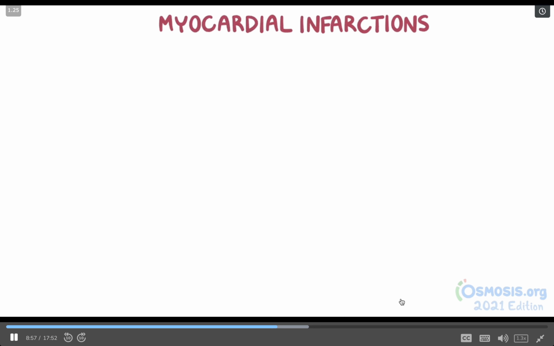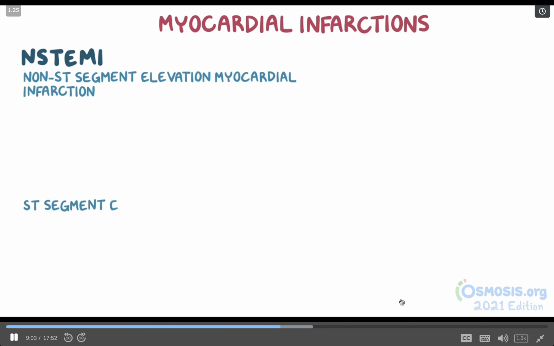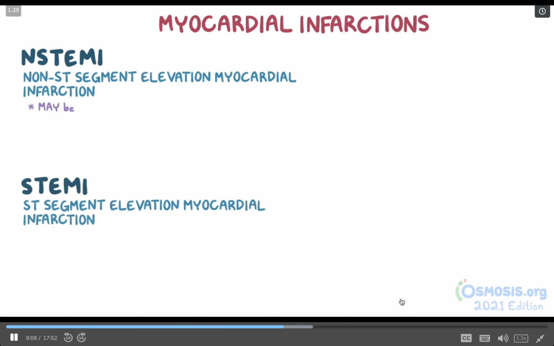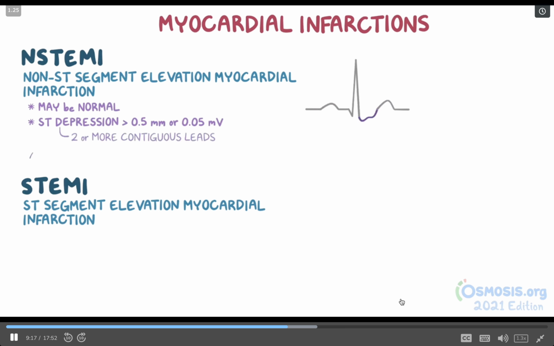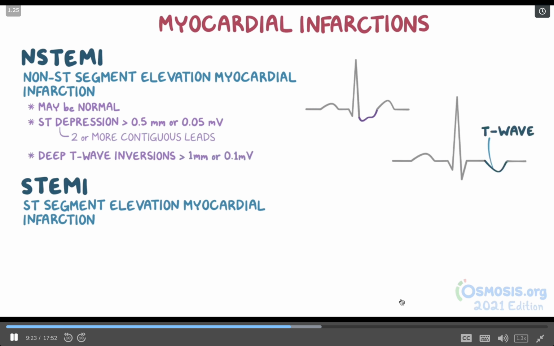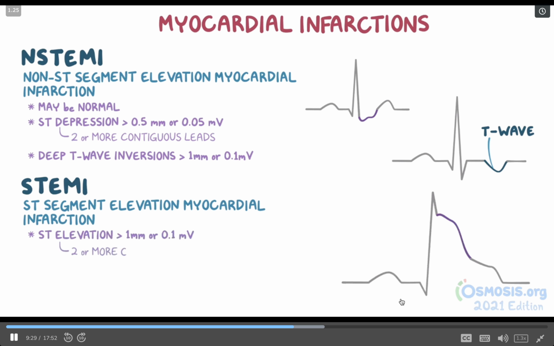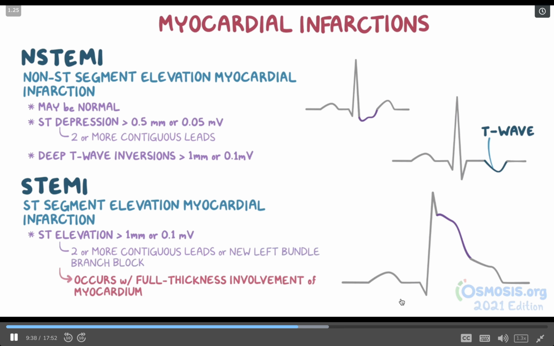Now, myocardial infarctions can be divided into non-ST segment elevation myocardial infarction, or NSTEMI, and ST segment elevation myocardial infarction, or STEMI. In an NSTEMI, the ST segment might be normal, but there might be an ST depression that's more than 0.5 millimeters or 0.05 millivolts, in 2 or more contiguous leads, or deep T-wave inversions above 1 millimeter or 0.1 millivolts. STEMI is when there's an ST elevation above 1 millimeter or 0.1 millivolts in 2 or more contiguous leads or new left bundle branch block. ST elevation happens when there's full thickness involvement of the myocardium.